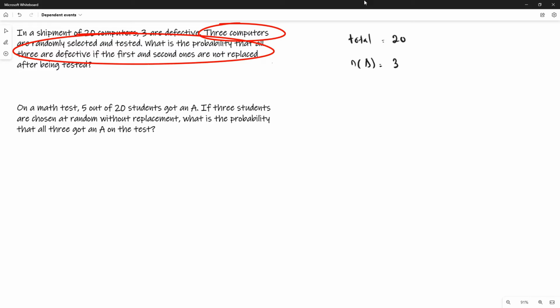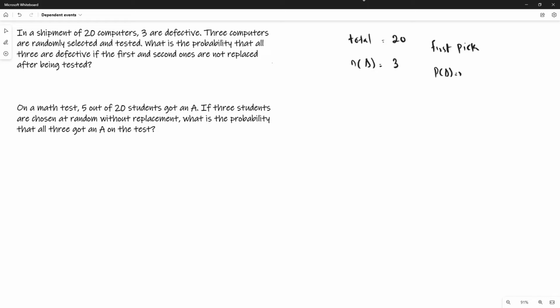So that means we're going to be having the first pick, the second pick, and the third pick. At our first pick, the total number of computers that we have is equal to 20, and the number of defective computers is equal to 3. So the probability of picking a defective computer at the first pick is equal to 3 divided by 20. So that's our first pick.